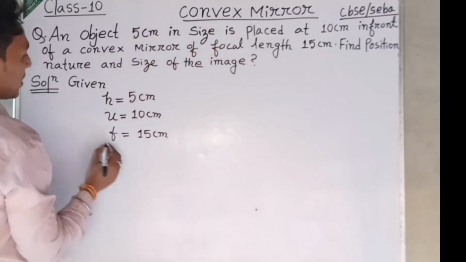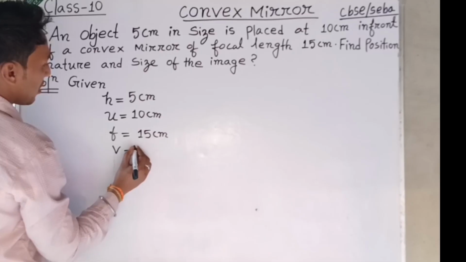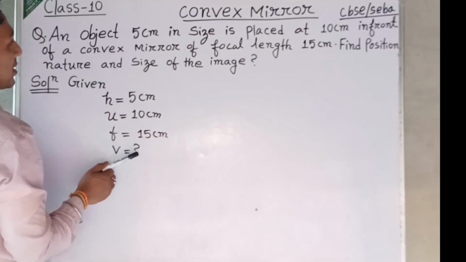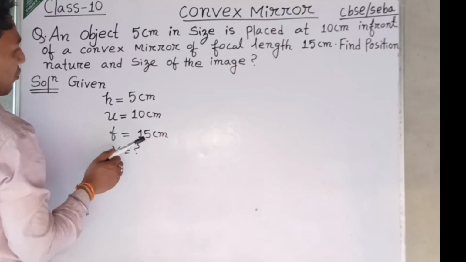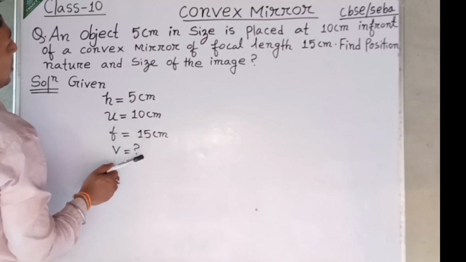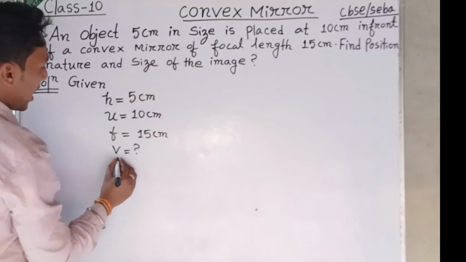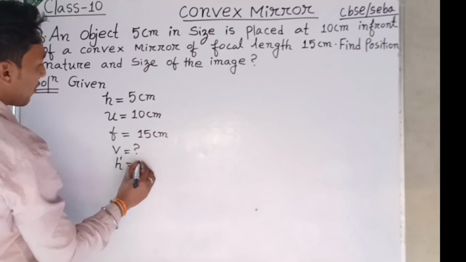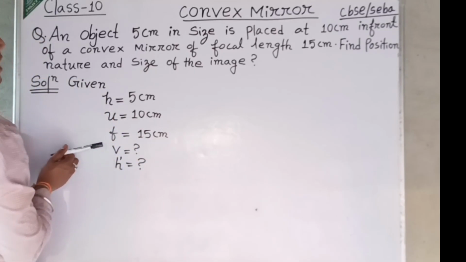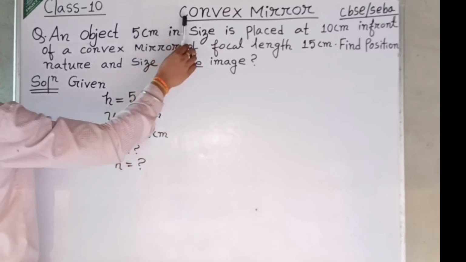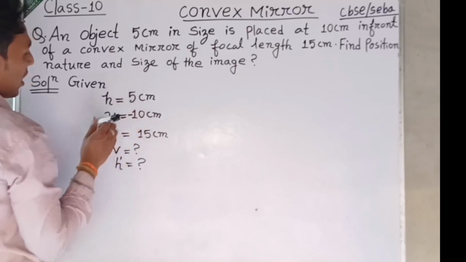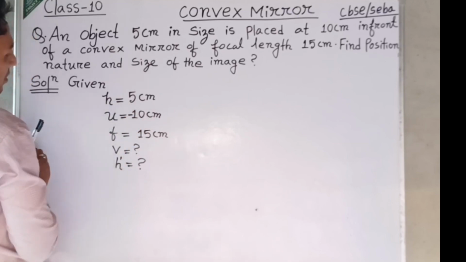Find position. Position means v value. This we will find. Nature, if I'll get positive v value, then I'll say the nature of the image is virtual. If I'll get negative v value, then I'll say the nature of the image is real. And size of the image means h dash value also I will find from this question. Now after writing the given value, use the sign convention rule for convex mirror. This is a convex mirror. Here h value always positive, u value always negative, and f value also always positive.